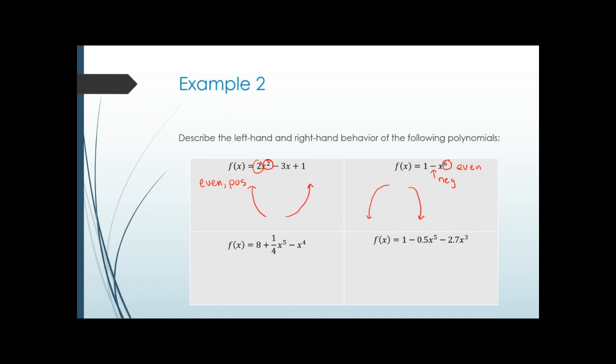Bottom left, we have f of x equals 8 plus 1/4 x to the 5th minus x to the 4th. So you're looking for the highest exponent. So that's going to be the 5, which is odd. And then we have a positive number in front of that term. So we're looking at that particular term with the highest exponent. What happens to that number? So that is a positive in front. So that gives us our end behavior. That looks like this. Looks like the graph that we did in Desmos before it got reflected.